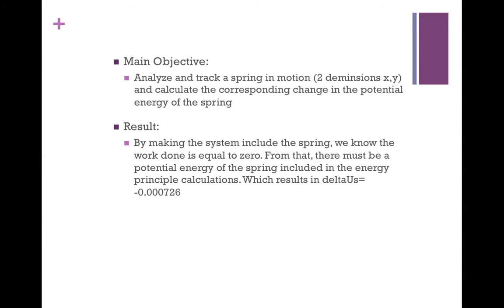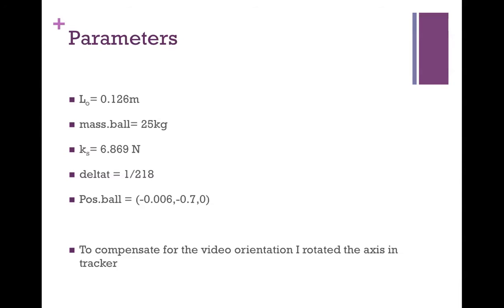My main result was, by making the system include the spring, we know that the work done is equal to 0. From that, there must be a potential energy of the spring included in the energy principle calculations. This resulted in a delta U of the spring as negative 0.000726. These are the parameters that I used for my calculations.